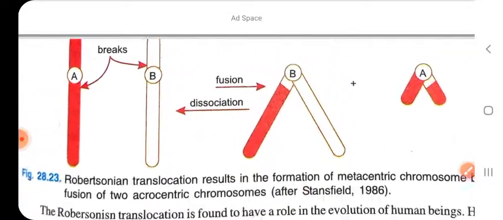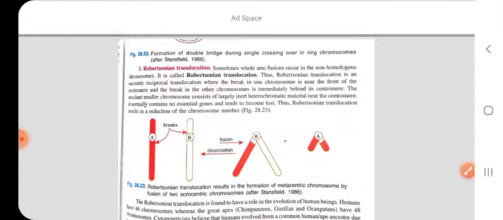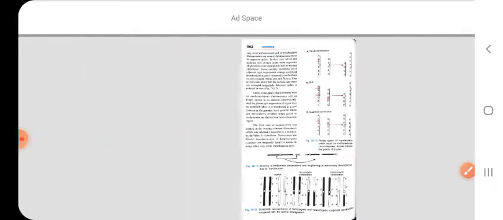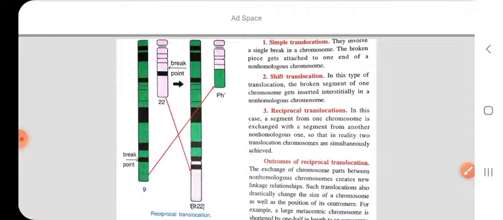And the next thing is that translocation can cause a serious human disease as well. Various congenital diseases may occur, like the Philadelphia chromosome.